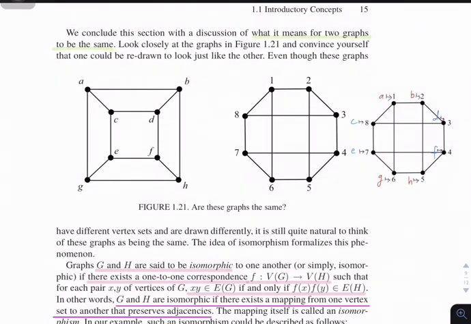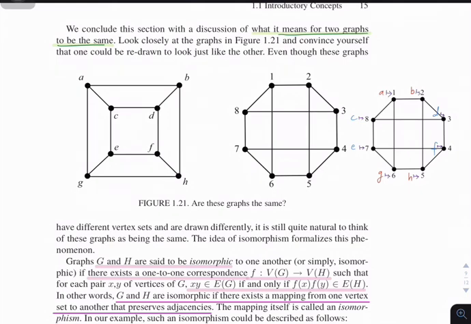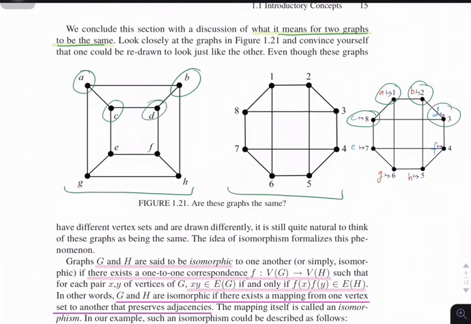Now, we want to discuss what it means for two graphs to be the same. So let's look at these two graphs, left and right. They look different, but it's possible to redraw these graphs so that they look the same. One way to do this is you can say that this vertex A should be drawn like the graph on the right. So A goes to 1, and B goes to 2, and C goes to 8, D goes to 3, and so on. And you can check that you will actually get the same graph on the right.